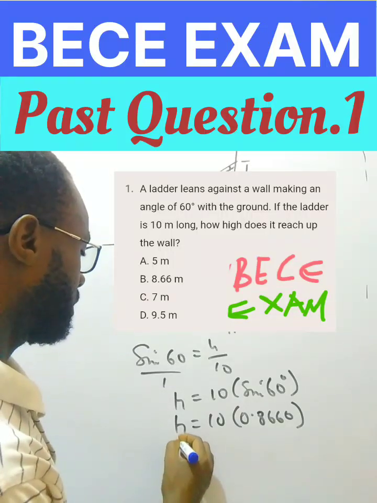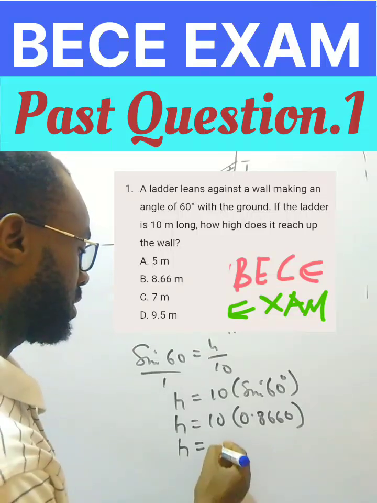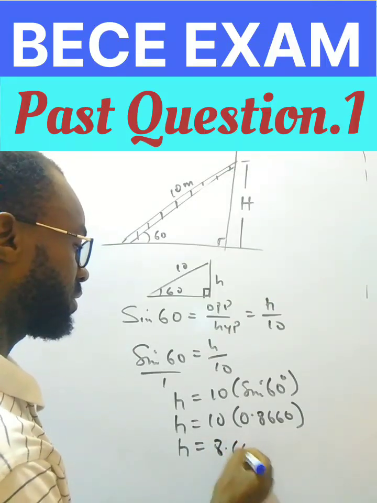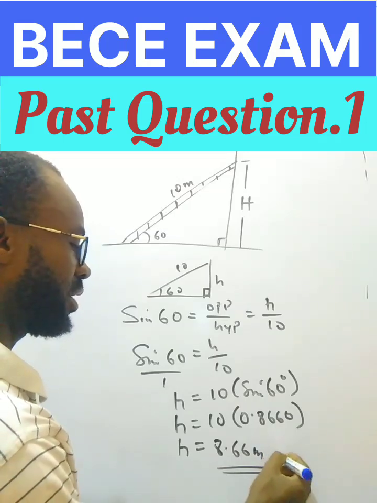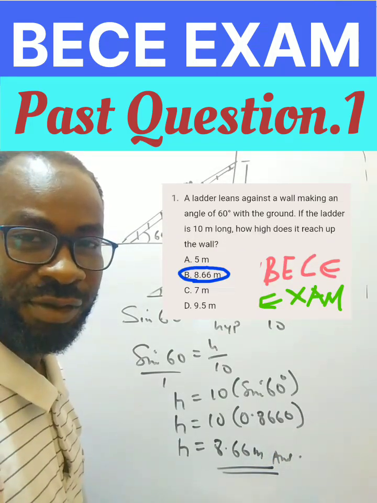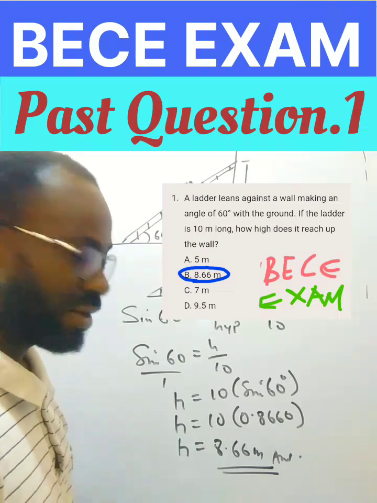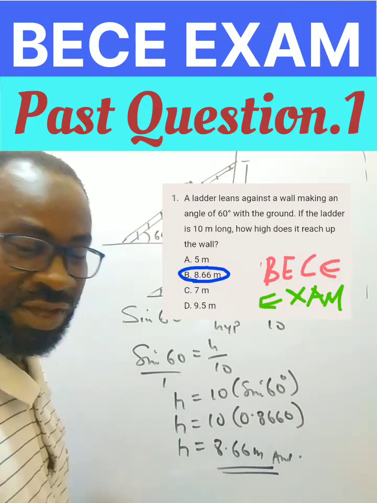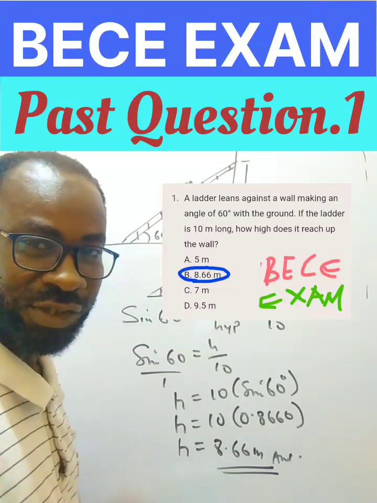So let's go now. 10 times 0.8660 will give us 8.66 meters. So this is our solution to this problem. As you can see from the options on the screen, our valid answer there is 8.66 meters.